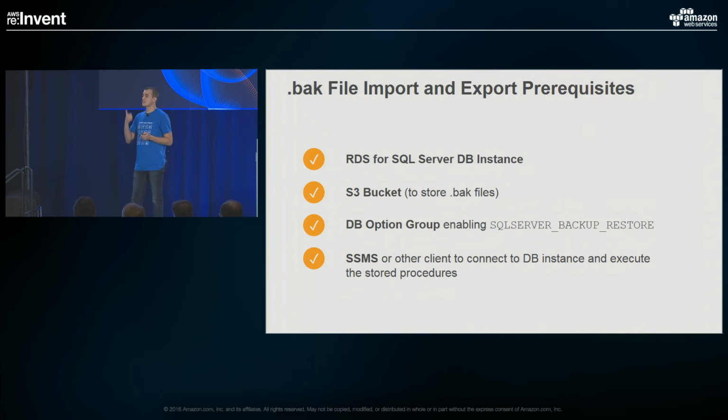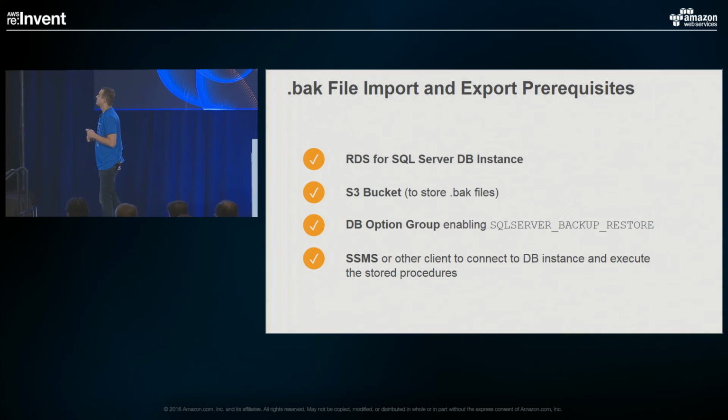And you also need the database option group that enables that feature. So option groups in RDS are a way to centralize configuration and the features that are available for a database instance. In this case, a feature that you need to enable is SQL Server backup and restore.